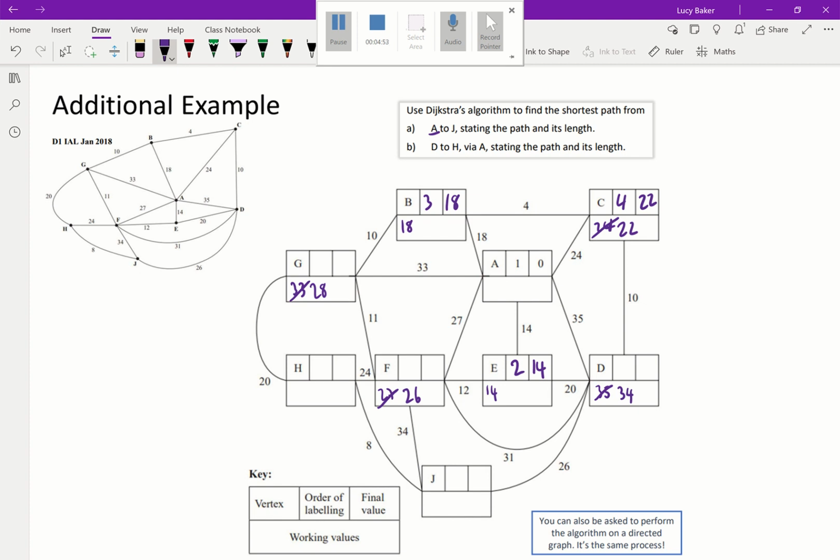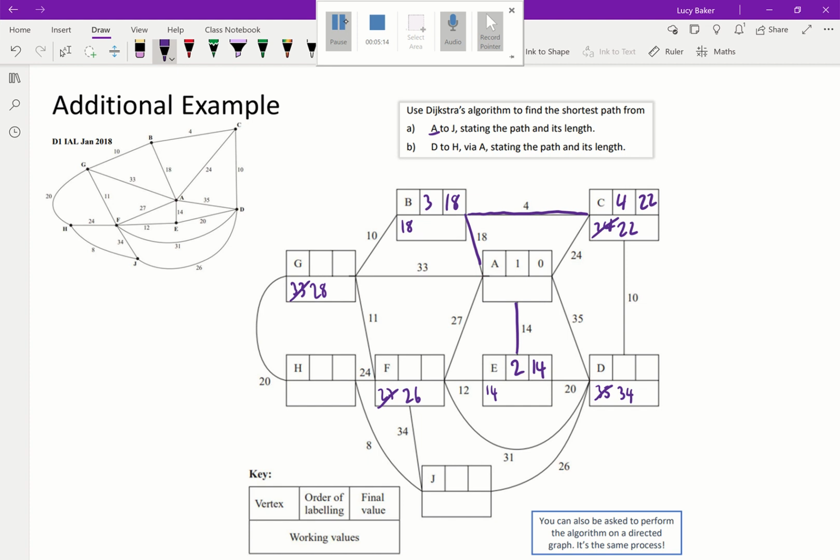Actually, as we go, we could make a note on our diagram which arcs we're using to get those distances. So the 22 comes from going up to B and along to C. So I could just draw the line in there. And we got to E by going directly from A.